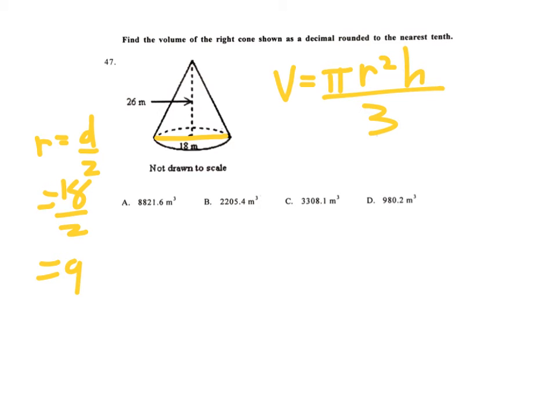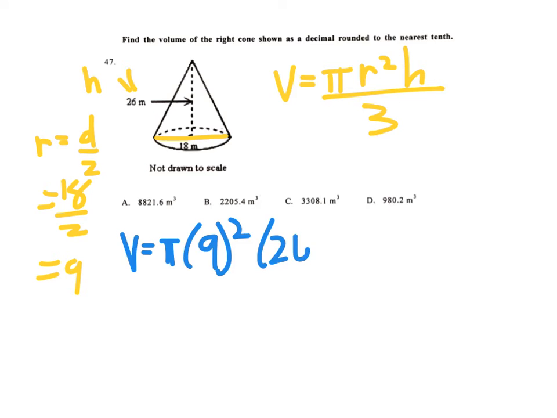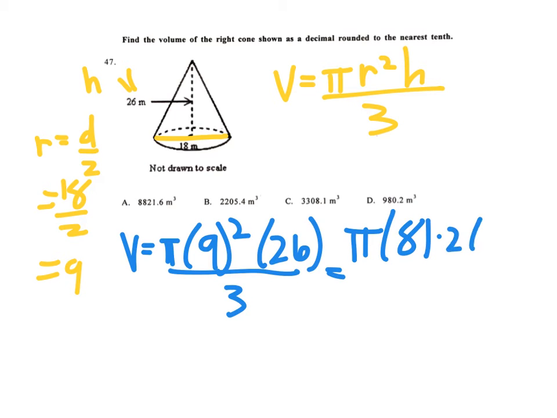They already give us our height, which is great, so we really just have to plug things in. We're looking for volume. It's our radius squared, which is 9 times pi. I forgot pi. Let's do this. Pi times 9 squared times our height, which is 26, and all divided by 3. If I square 9, I get 81, so I have pi times 81 times 26, all divided by 3. I like to do 81 times 26 and then divide by 3.